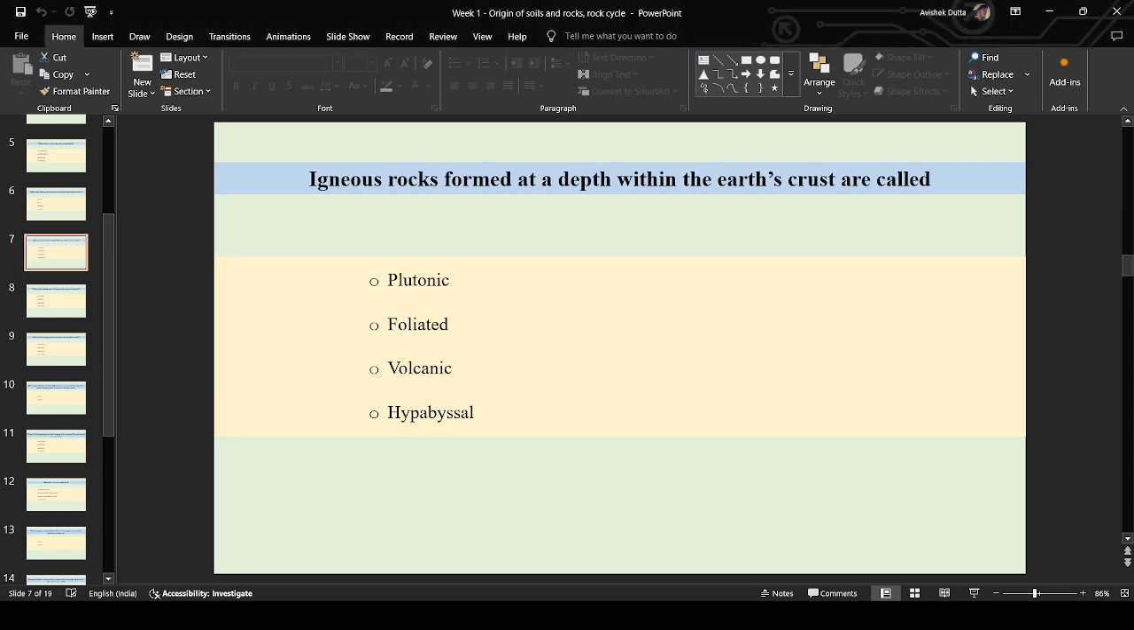Next question. Igneous rocks formed at a depth within the Earth's crust are called. The options are plutonic, foliated, volcanic, or hyperbasal.